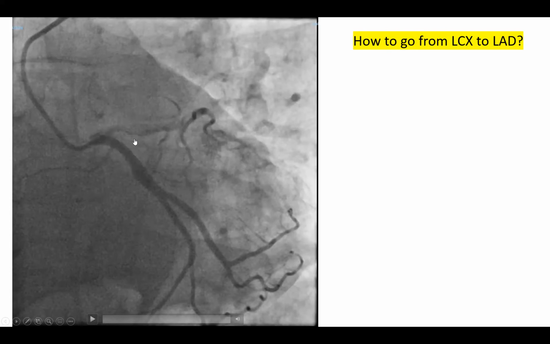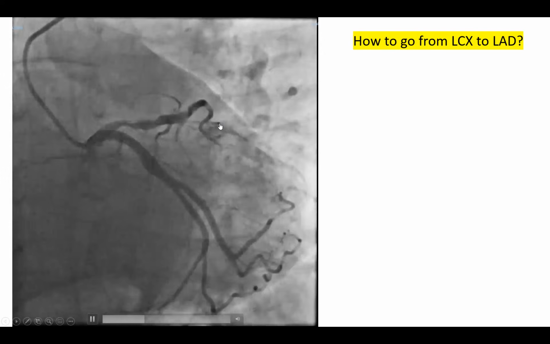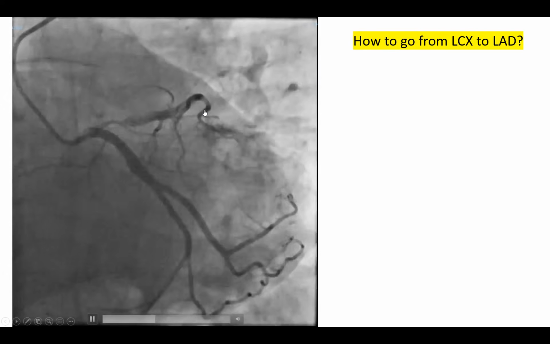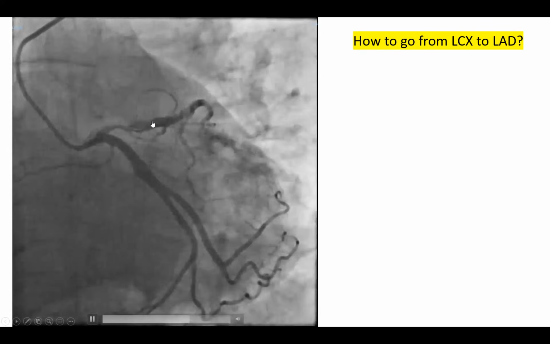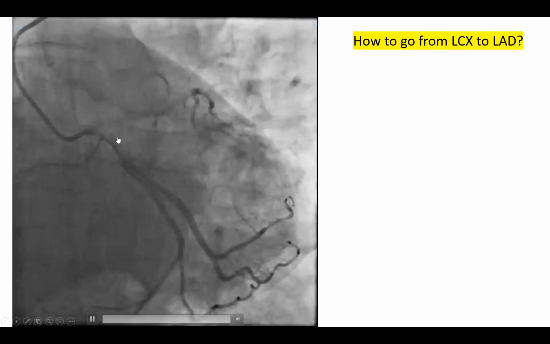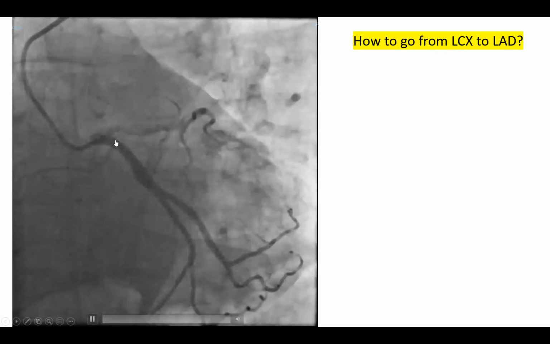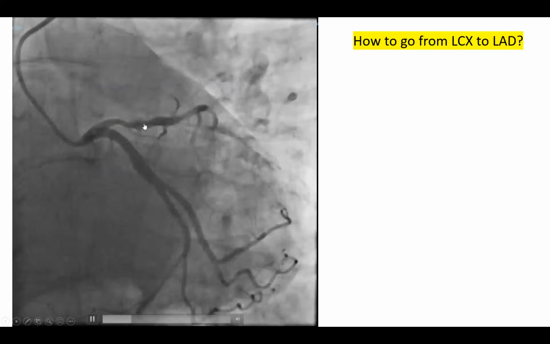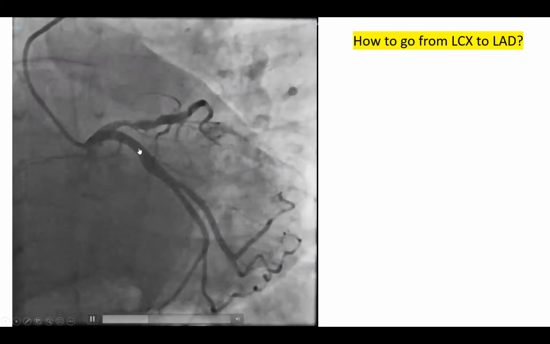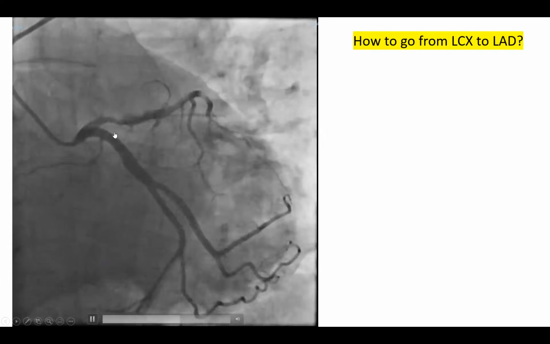Please don't do those non-selective shots. As I'm injecting the left circ, you can see some filling of the LAD, and a lot of doctors will be okay with that. But I'm a perfectionist. I would hate that. You need to get a good selective view of the LAD. Don't get that shadow filling of the LAD when your catheter is selective in the circumflex. You need to selectively engage the LAD and get proper images of that LAD. So how do you go from the left circumflex to the LAD?